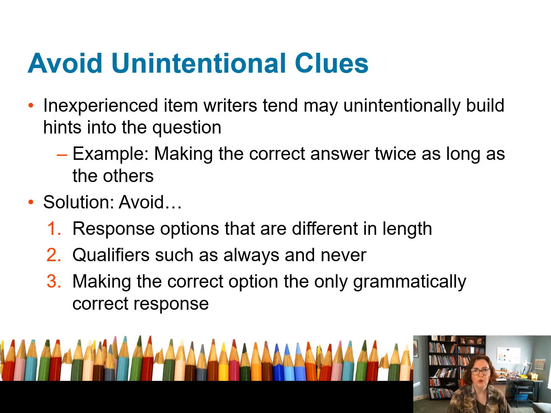You also want to avoid unintentional clues. An inexperienced item writer may unintentionally build hints into their question, such as making the correct answer twice as long as the others. So you want to avoid responses that are of different lengths, qualifiers such as always and never, and making the correct option the only grammatically correct response.